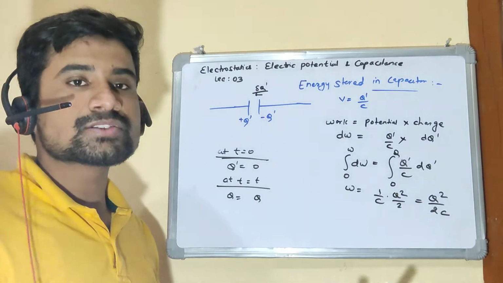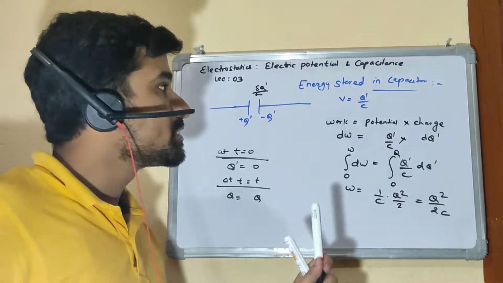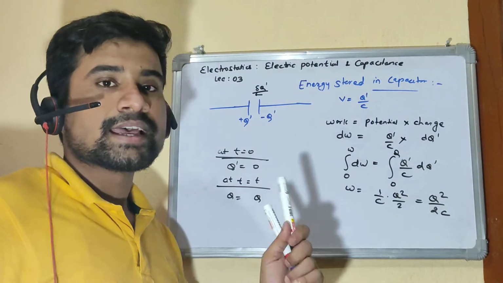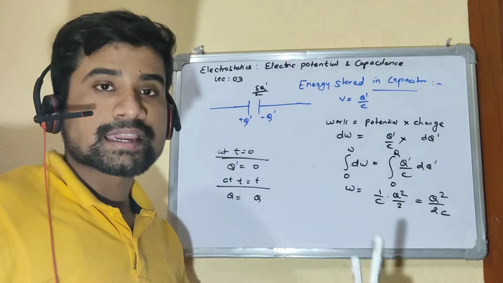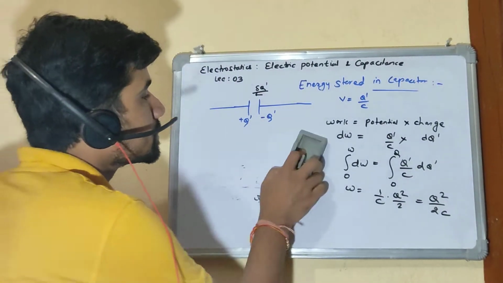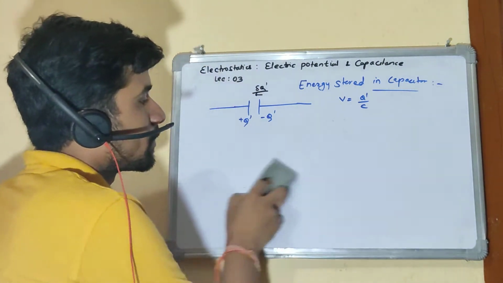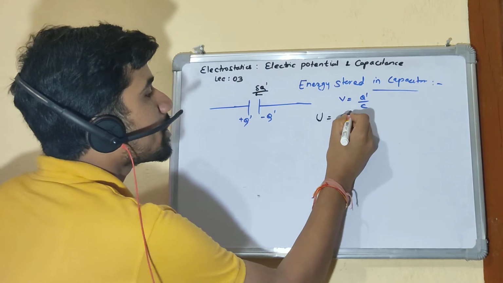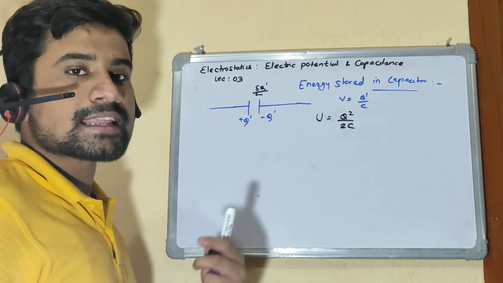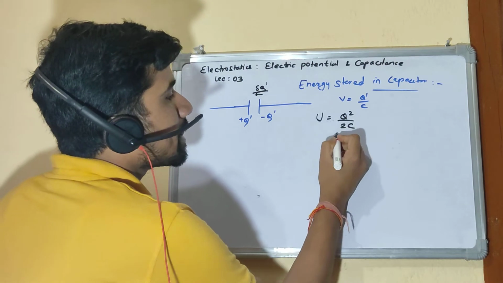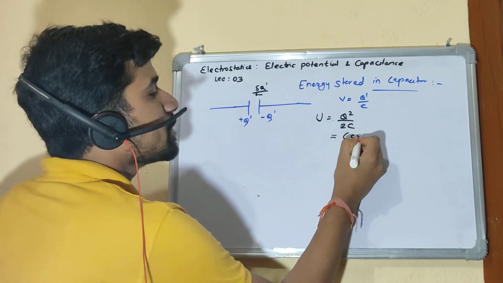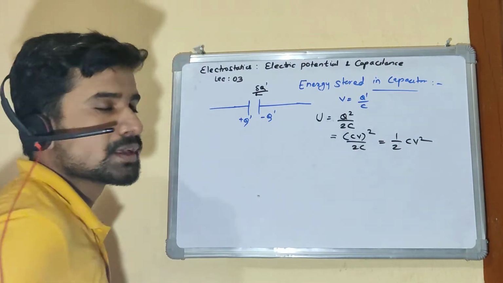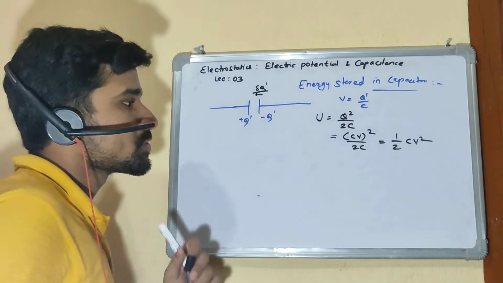This work done gets stored as electrostatic potential energy in the capacitor, right? And that energy will be given by u equal to q square by 2c. And this can have multiple forms. Can I write it like this? If I substitute q equal to cv, it becomes cv square by 2c. It can also become half cv square, right?